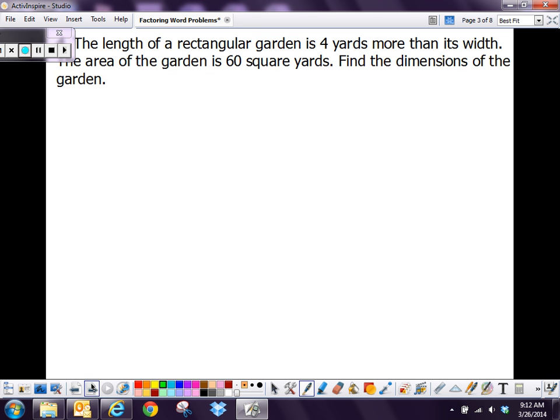Okay, number 4. The length of a rectangle. All right, so we have a rectangular garden, and the length of this is 4 more than the width. Okay, so my width, I know from the problem before, my width was just W. And if my length is 4 more than that, then I'm going to say that's W plus 4. Okay, so length is W plus 4. Width, that's just W.